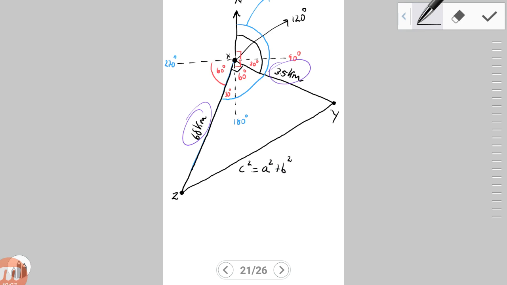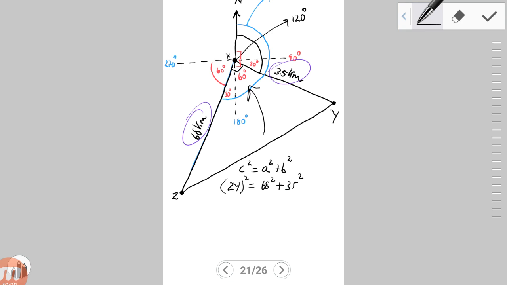All right, so hopefully you guys understand why I'm using the Pythagorean theorem, because it turns out that the diagram is a right angled triangle, and so c represents our hypotenuse, which is the side always facing the 90 degrees. We have already established that. So this is going to be ZY squared, and that's going to be equal to 68 squared plus 35 squared.